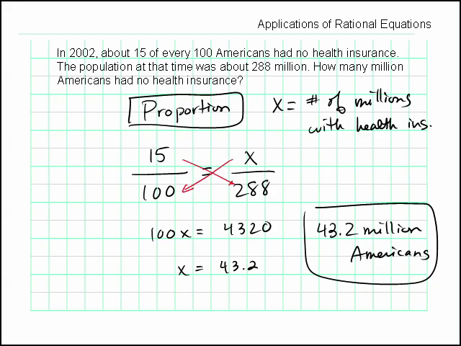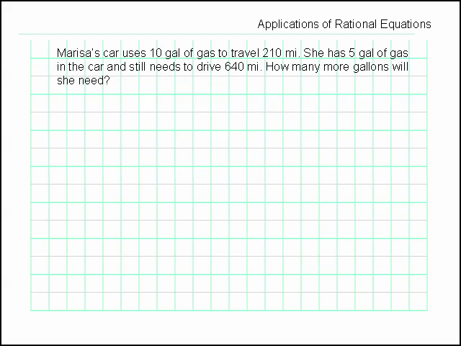Here's another example of setting up a proportion. Marissa's car uses 10 gallons of gas to travel 210 miles. She has 5 gallons of gas in the car and still needs to drive 640 miles. How many more gallons will she need? So we're going to let x equal the number of gallons needed.